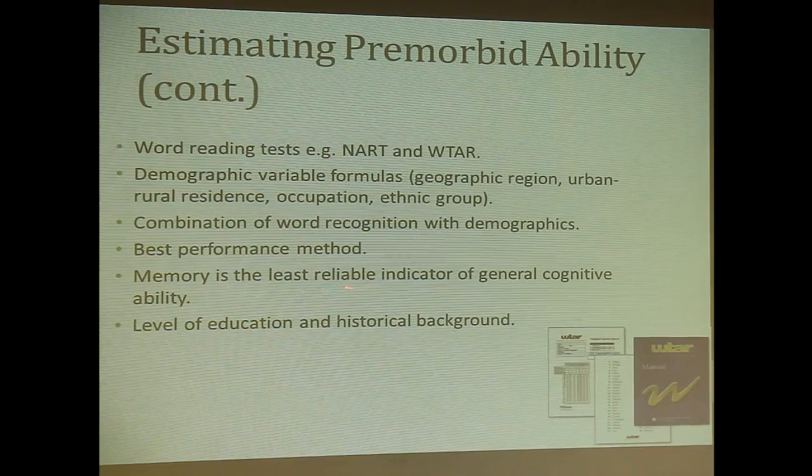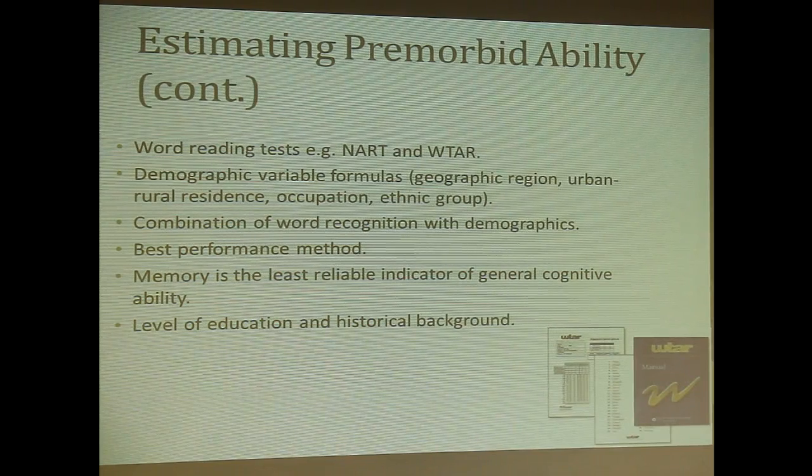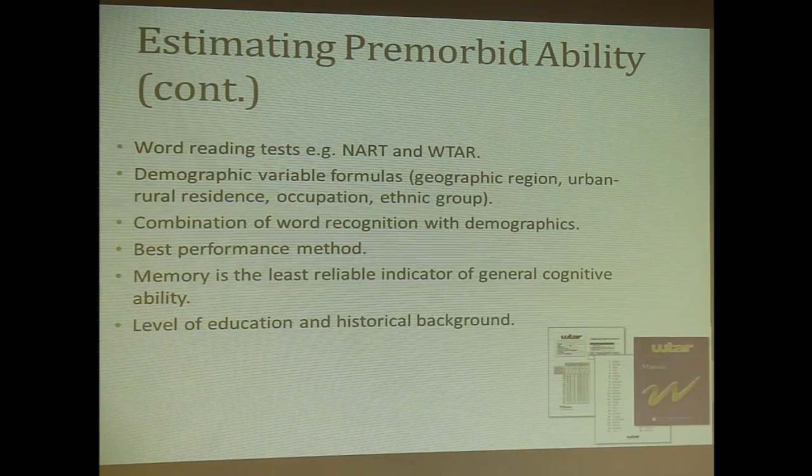Memory is the least reliable indicator of general cognitive ability. Some people just have excellent memories, but they're maybe not all that good at reasoning or abstract reasoning, and maybe not even all that bright. But they have an excellent general knowledge, because they just have an excellent memory. On the other hand, you get people who are extremely bright who are terribly absent-minded and forgetful. So memory, you can't rely on that as a premorbid assessment.